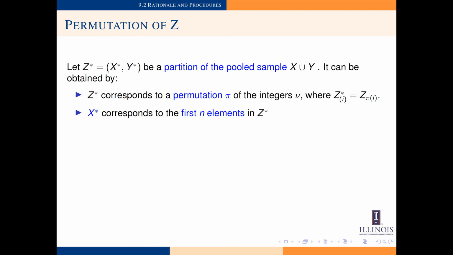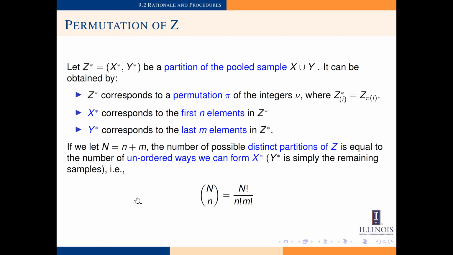After we obtain the permuted Z star, we can set X star to be equal to the first n elements in Z star. And correspondingly, Y star will correspond to the last m elements in Z star. If we let large N equal n plus m, consider the number of possible distinct partitions of Z, so the number of ways that we can split the set Z into two sets, a set of size n denoted X star, and then the remainder of size m denoted Y star.